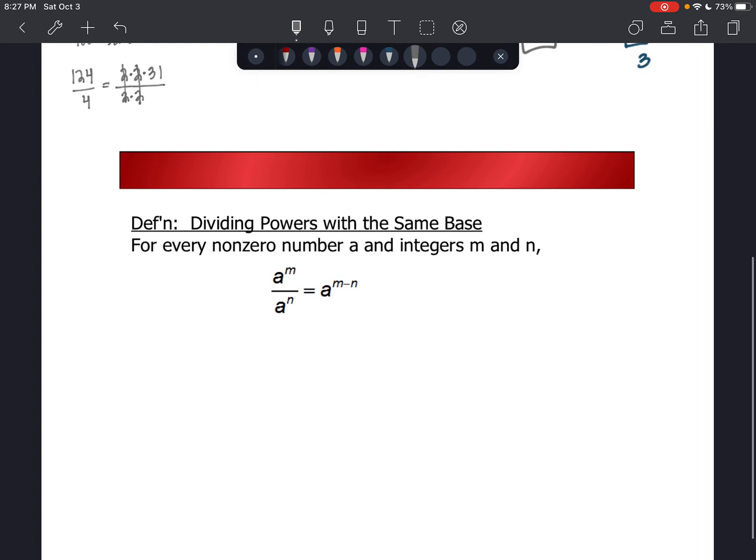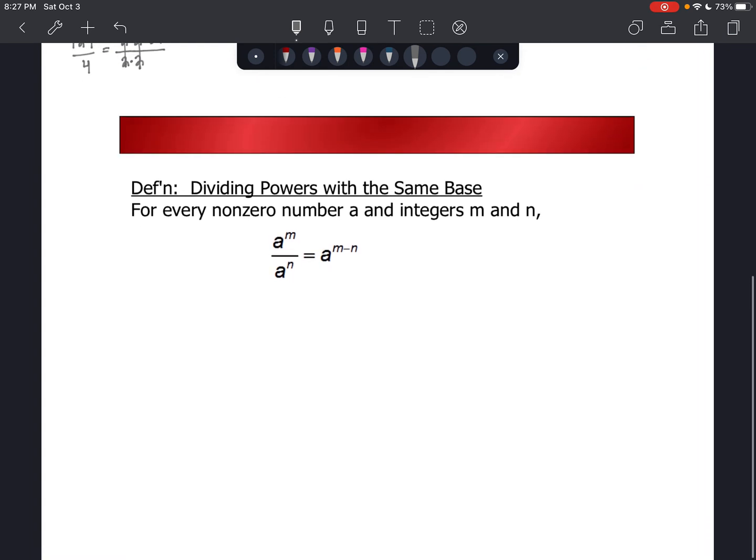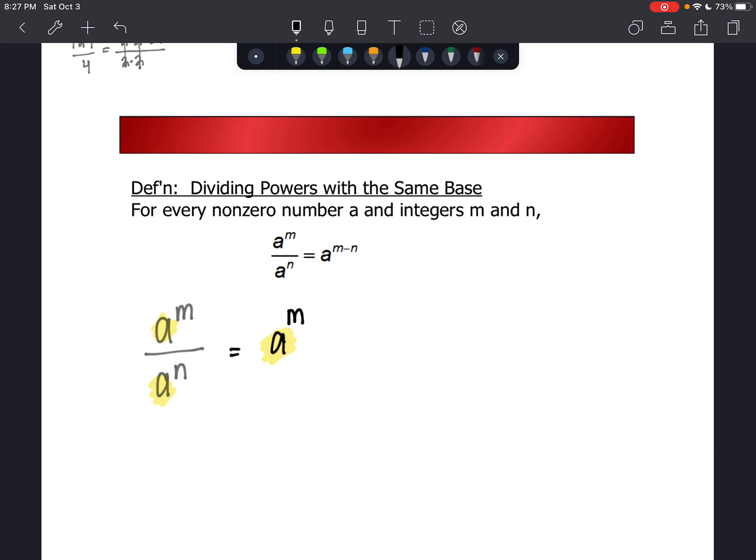We're going to move on and talk about the definition of dividing powers with the same base. I have the same non-zero base, a, and I divide a to the m divided by a to the n. The bases are the same. I'm going to retain that base, and I'm going to take the exponent in the numerator minus the exponent in the denominator. And this is our division property.